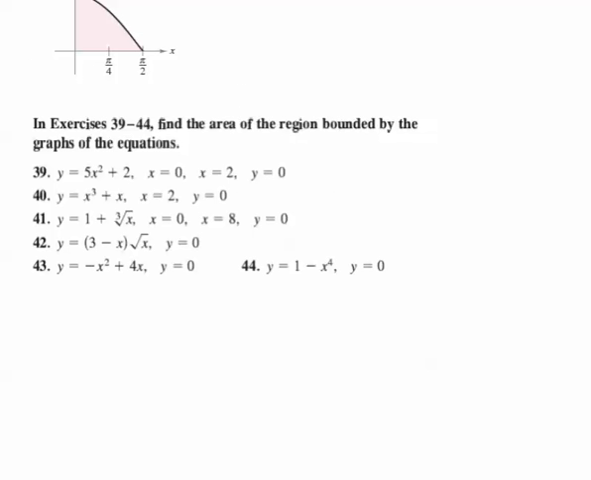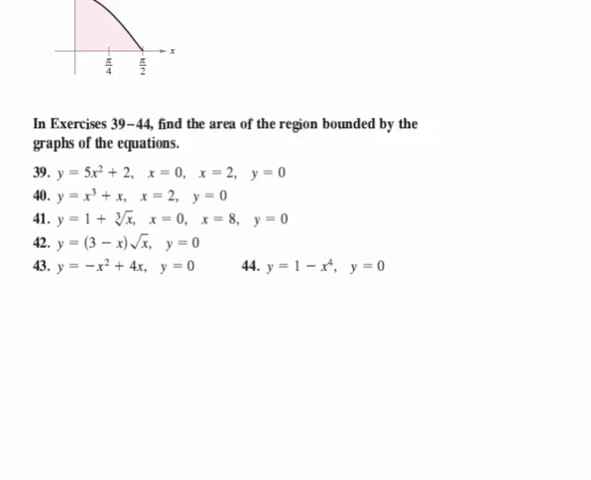Okay, from 39 through 44, we're given the boundary equations of an area, and we need to set up the integral, determine the limits of integration, evaluate the integral, and find the area. So the first one is 5x squared plus 2, x equals 0, x equals 2, and y equals 0.